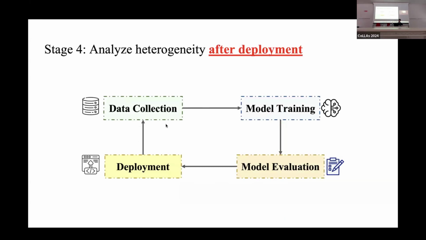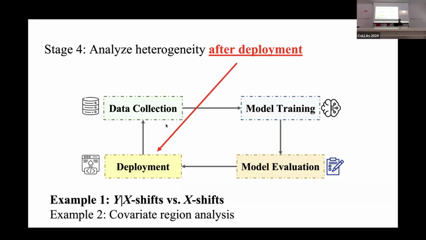And now we move on to the last stage. It's about analyzing data heterogeneity after deployment. In this setting, we have already deployed our method in practice, and we have a little amount of target data, but we find that the performance of the model drops a lot. We need to understand why our model drops and what kind of shifts it is sensitive to. Here we give two examples. The first one is to decompose, or to attribute, the performance drop into Y-given-X shifts and X shifts.